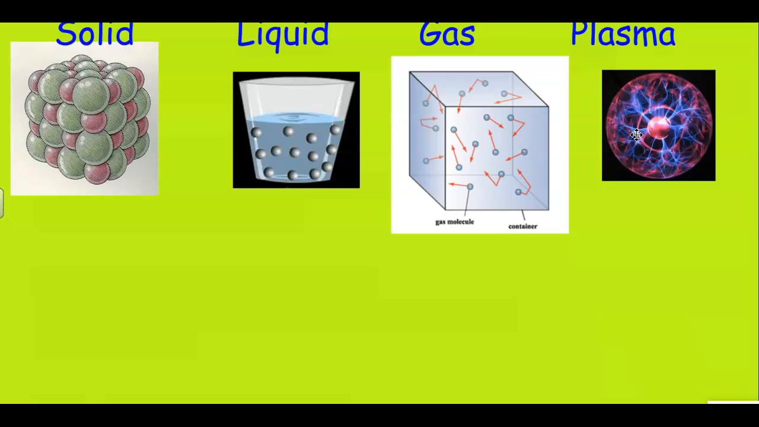Solids, liquids, gas, and plasma are all the same material. They're just in different states or phases of matter. The molecules themselves are the same. They're just in different locations, moving at different speeds, and have slightly different properties. Those are all physical properties of matter.